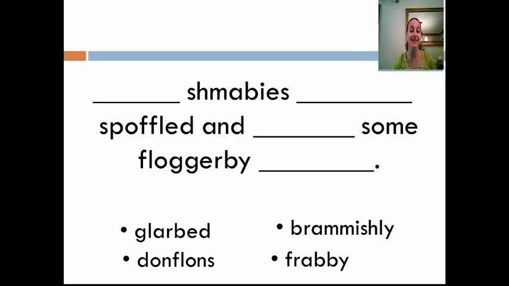Okay, so before we start, let's look at this sentence. You'll notice that there are words missing, and it's made up of words that don't necessarily exist in English. But you can easily read these words because they represent sounds and phonemic sequences that exist in English. So because the subject of today's session is syntax, we're going to test your syntactic knowledge to see if you're going to be able to place these words in the appropriate slots. So the sentence says, something schmabies, something spoffled, and something, some floggery, something.